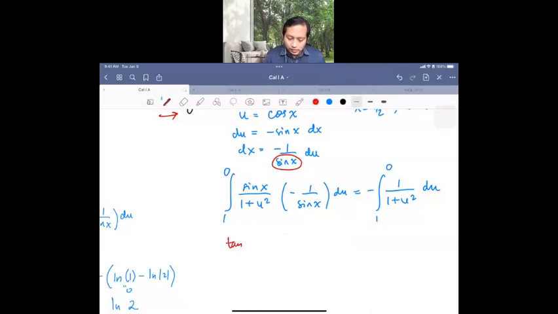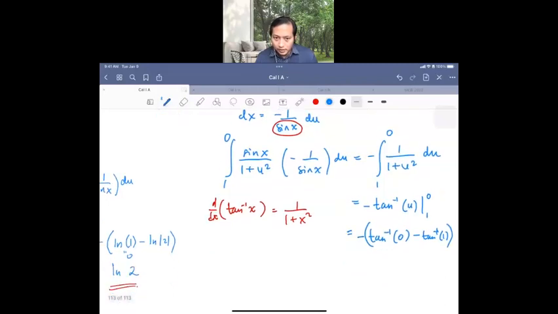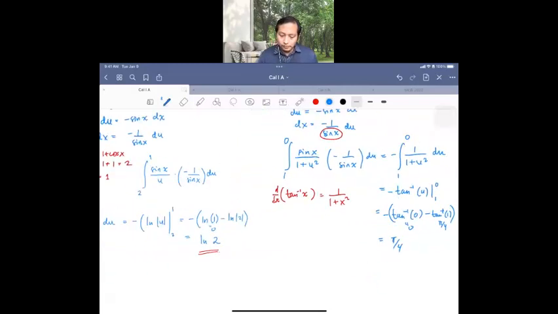Now, if we have tangent inverse, the derivative is 1 over 1 plus x squared, right? So when we have 1 over 1 plus u squared, we are going to have negative tangent inverse u from 1 to 0. So we will have tangent inverse 0 minus tangent inverse 1. Tangent inverse 0 is 0. Tangent inverse 1 is pi over 4. So this will be pi over 4.